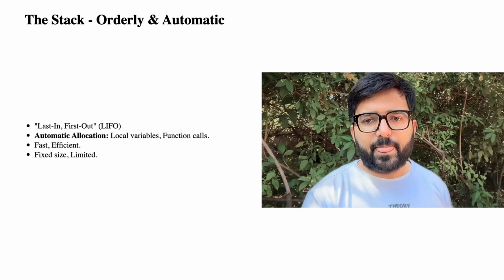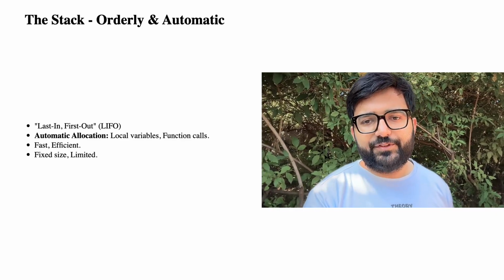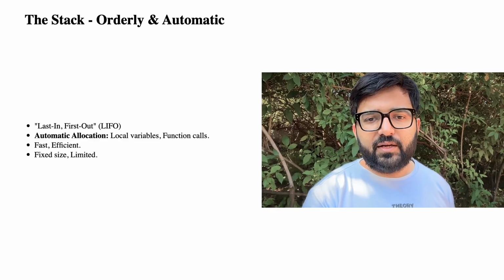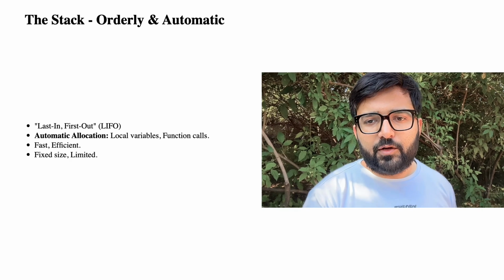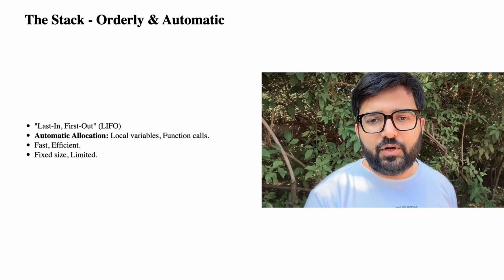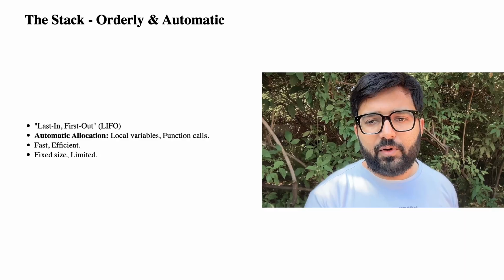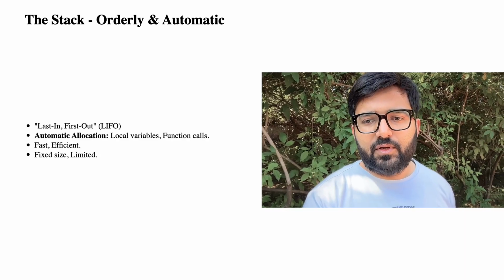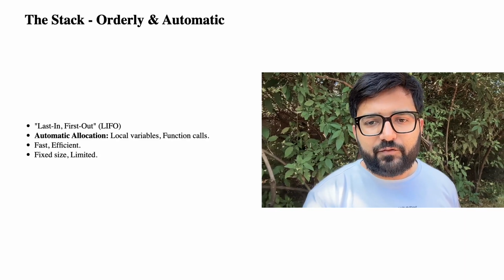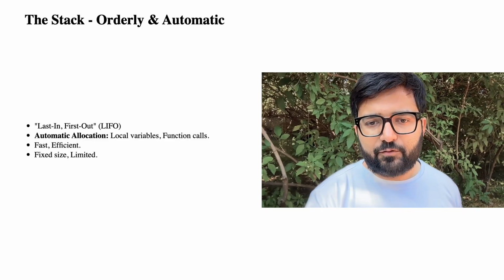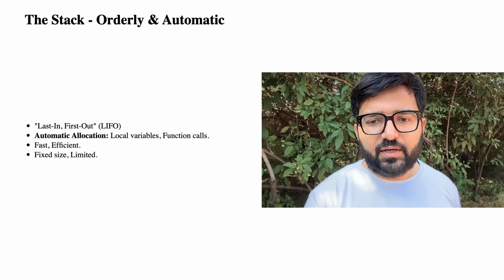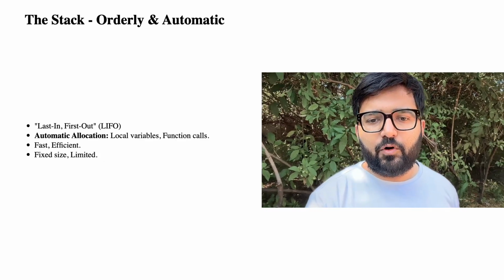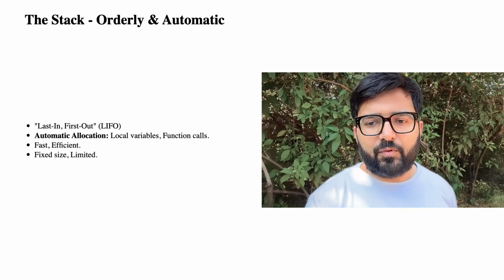Let's begin. Let us start with the stack. This is the orderly, super efficient part of memory. It works like a stack of plates, last in, first out. Every time you call a function, a stack frame is pushed onto the stack. This frame holds the function's local variables and return addresses. When the function finishes, its stack frame is popped off, and that memory is automatically freed. It is incredibly fast because the CPU always knows exactly where the top of the stack is.